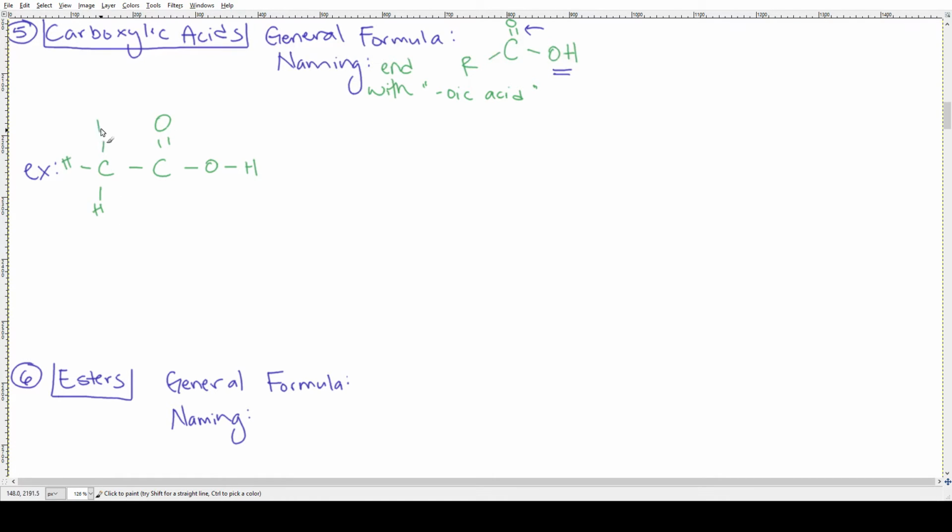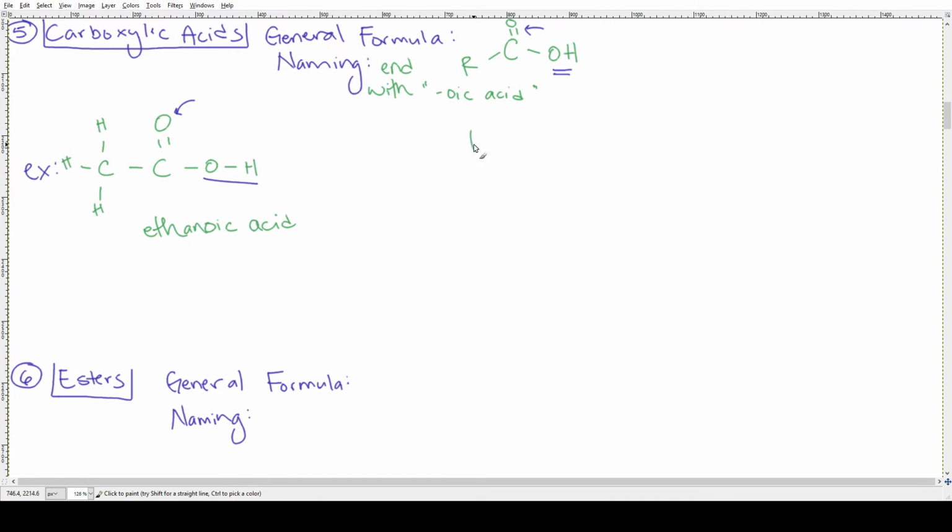So this one, you'd figure out what's the long chain. We've got 2 carbons, so we know that the base of this name is going to be the 2 carbon prefix, which is eth. It'll be ethan, actually. And then we see that there is a hydroxide on the end, and the carbon that hydroxide is bonded to also has an oxygen double bonded to it. It's got both of those. So that would make this ethanoic acid.